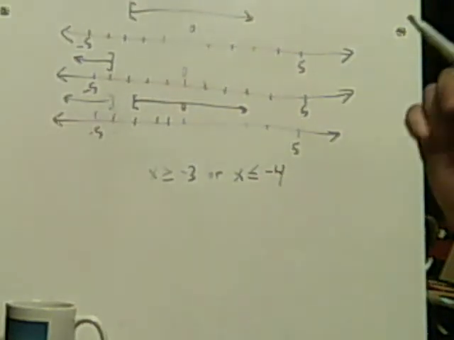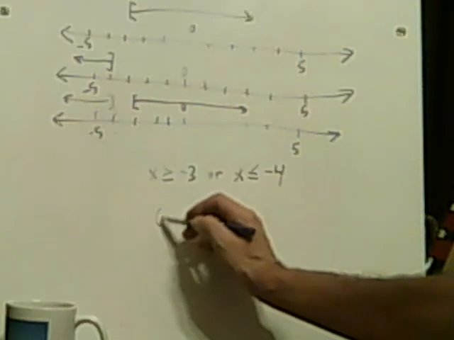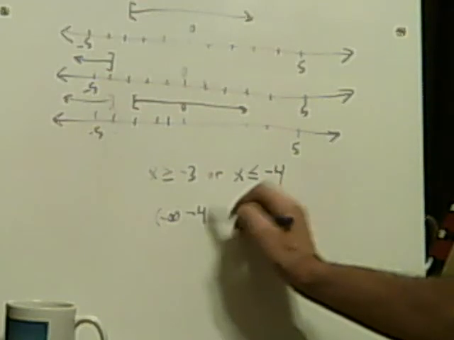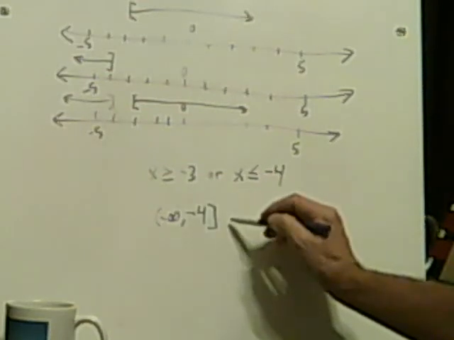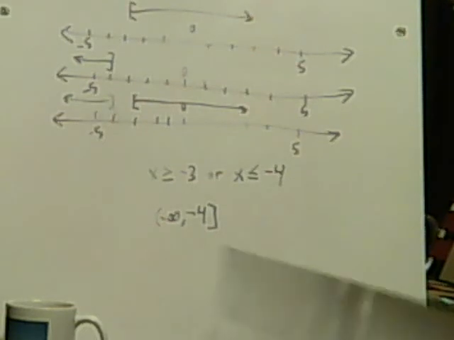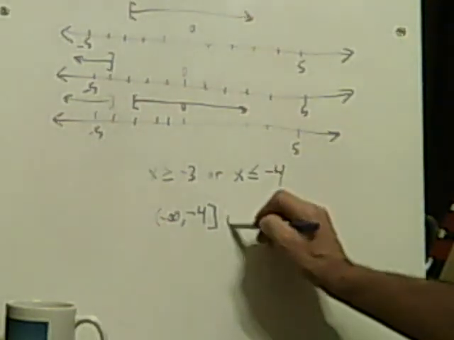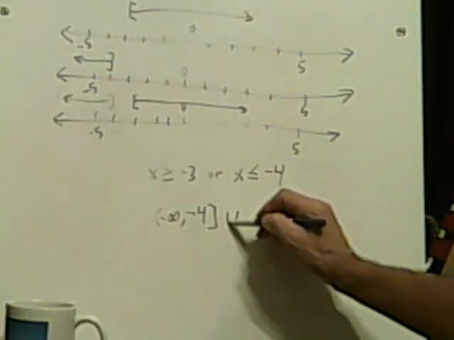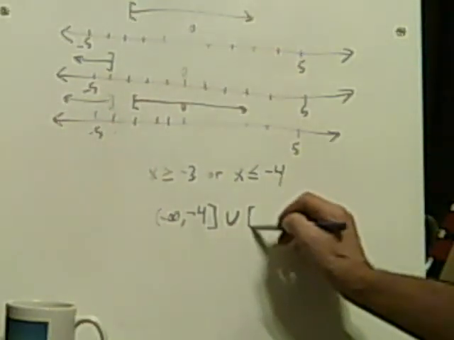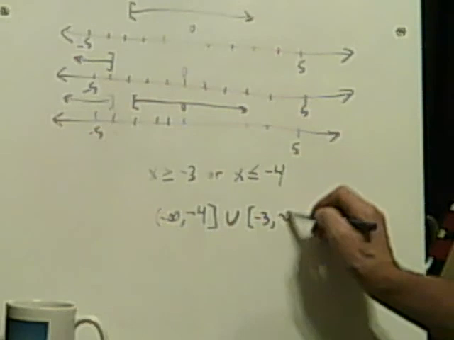If I had to write this as interval notation, I would say that it's going to be the interval negative infinity to negative 4, closed. And then I'm wondering what the correct syntax is for more than one interval. I guess I'm going to use the union sign. That seems to be what they do. In other words, I could have written the word and, but I'm going to use the union sign rather than write the word and. And that's going to be closed interval starting at negative 3, and then it's going to go to infinity.